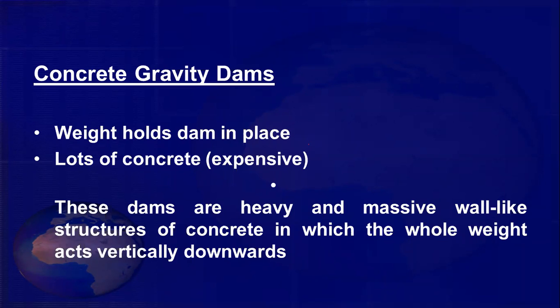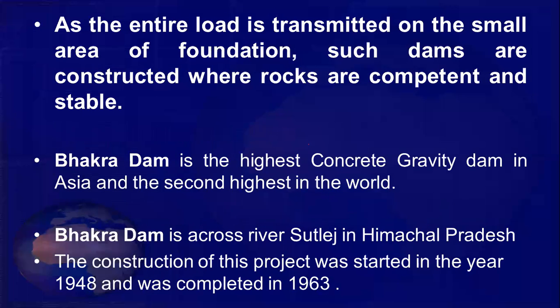These dams are heavy because of the density of concrete. So these dams are heavy and massive. They are wall-like structures of concrete in which the whole weight acts vertically downwards. The density of this concrete varies from 24 kilonewton per meter cube to 25 kilonewton per meter cube. As the entire load is transmitted on a small area of foundation, such dams are constructed where rocks are competent and stable.